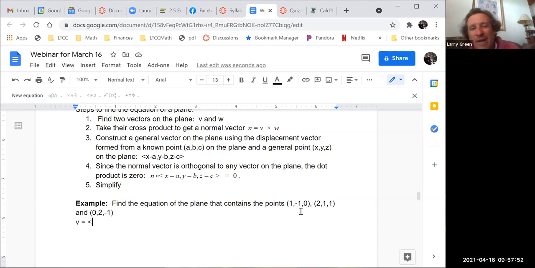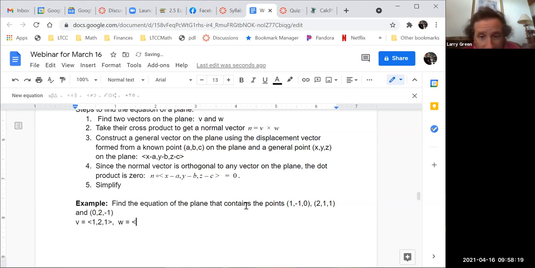Again, your way might have been right when you gave me that other with dot products and stuff, but no, just subtract. So 2 minus 1 is 1, comma, 1 minus negative 1 is 2, comma, 1 minus 0 is 1. And then I need to find another one. So instead of taking the first 2 points, how about the first and the third point? Let's call that w.